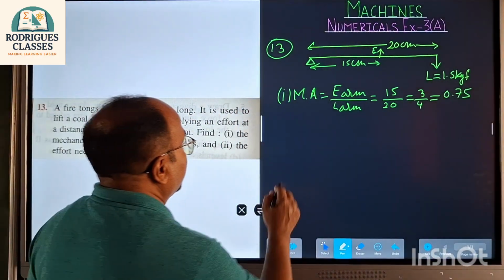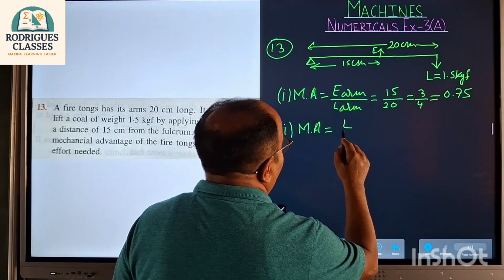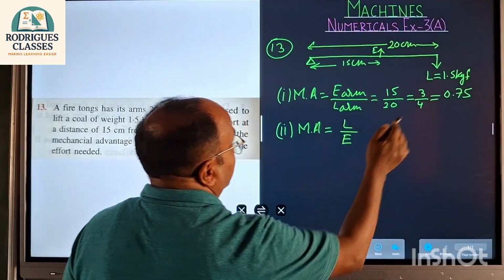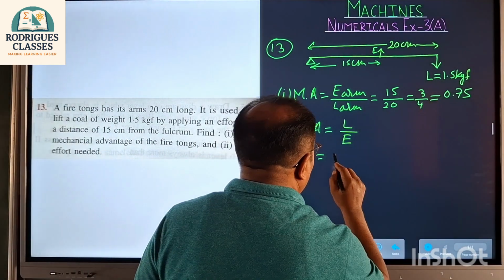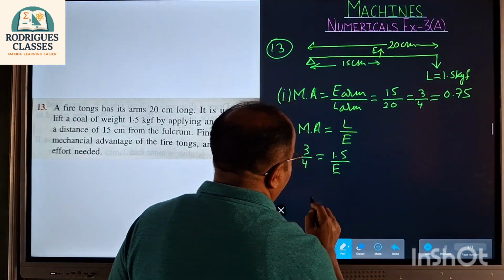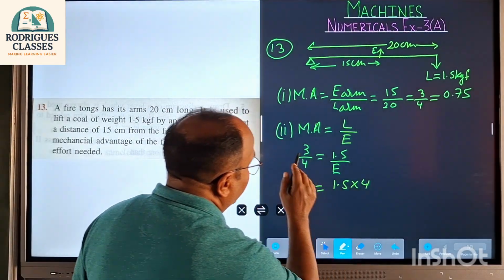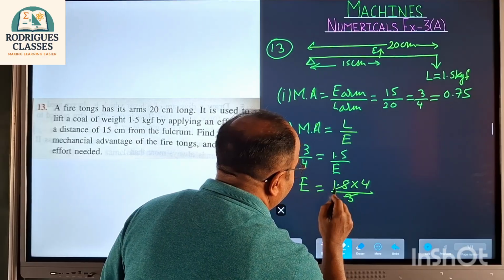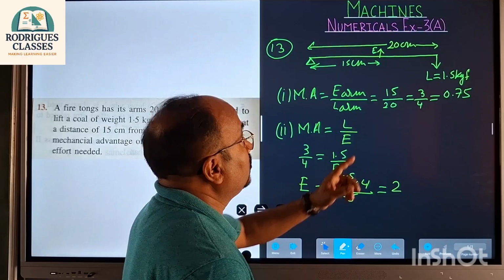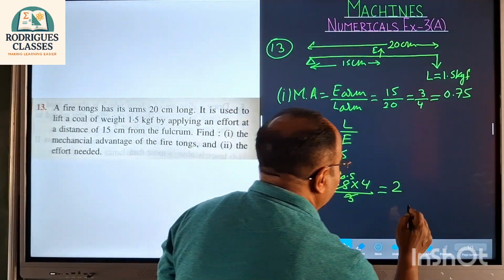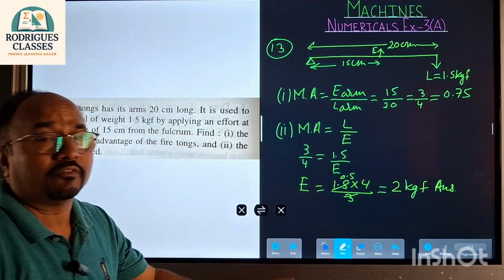Now the effort needed, we can find it. So again, mechanical advantage is equal to load by effort. Mechanical advantage value I will substitute here is 3 by 4, will not take the decimal value. Load is 1.5 by effort. So effort will come here 1.5 into 4 and 3 will come down. So if I reduce this, I get 0.5. 0.5 into 4 will give me 2. Load was given in terms of kgf. So I write the unit here as kgf. This is my answer. I hope you have understood this.